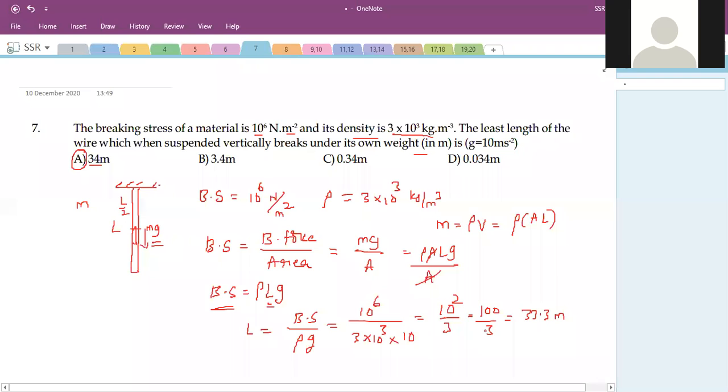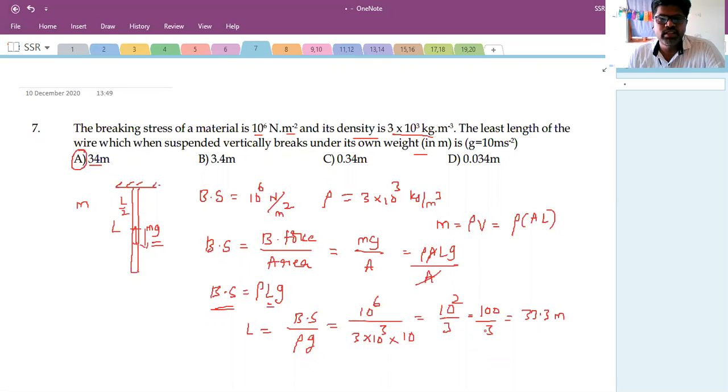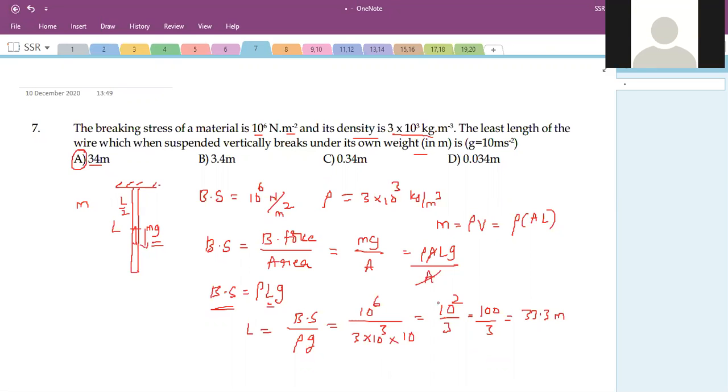Sir, can you say that again? Yes, the maximum length that is allowed is 33.3 meters. That means approximately they have taken 34 meters. Okay, that means the least length is 34. Beyond that 34, if you take even a small increase in centimeter length, it will break. That is the least length condition. Are you clear on this?